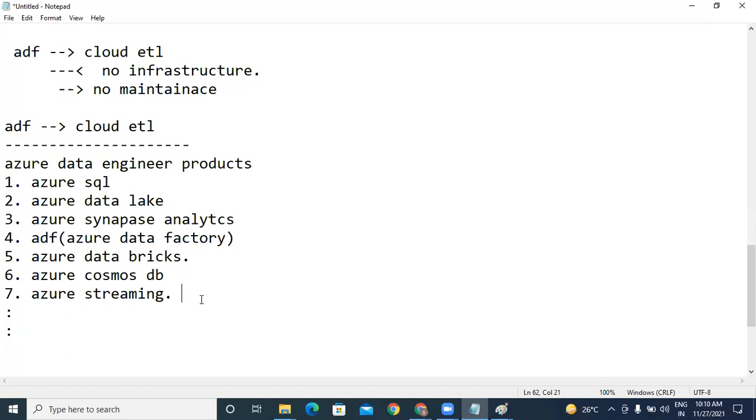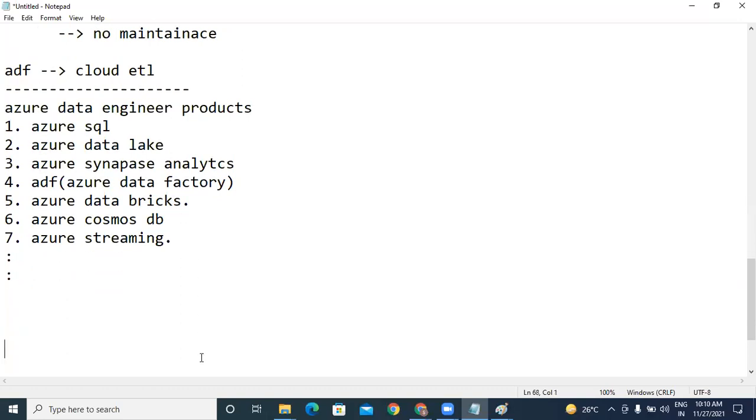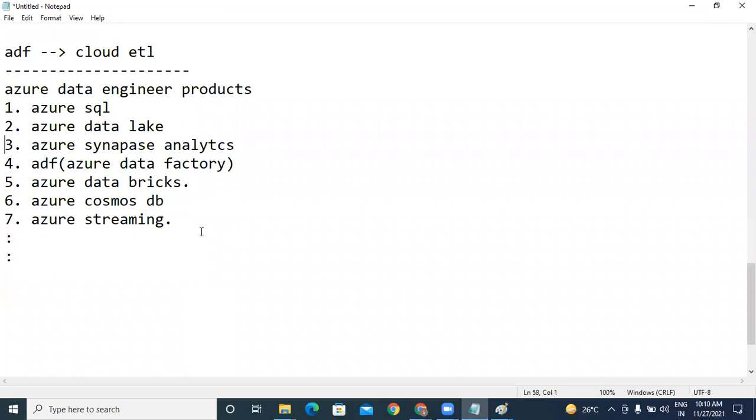Now let me come to these topics. These are the data engineer products. What is the purpose of all these products and what is the importance of them? Try to understand one by one. Number one, I'm coming to the first product, Azure SQL. Just by seeing this name, you can guess what it is.